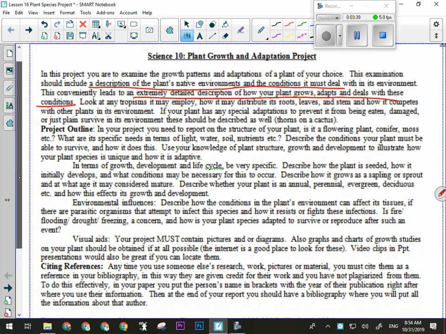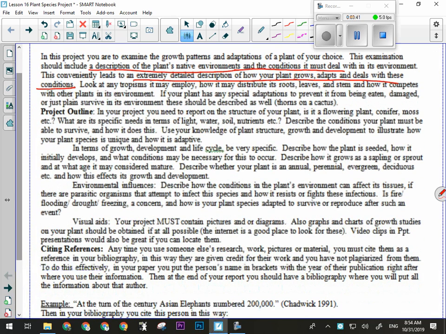In terms of growth and development, okay, talk about its life cycle. Be specific. How long does it take? Does it sprout? Is it an annual or a perennial? Does it make fruit, or how does it make its seeds? Things like that. Okay, would be important for that. Okay, environmental influences. Okay, describe how the conditions of the plant's environment can affect its tissues. Are there parasites that can infect it? How it resists or fights them. Is fire, flooding, drought, freezing, etc. a concern? And how does your plant species adapt to survive and reproduce after such events?